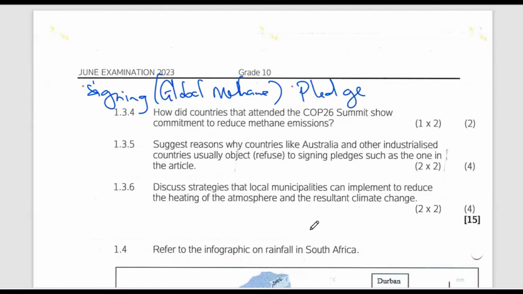Suggest reasons why countries like Australia and other industrialized countries usually object or refuse to sign pledges such as the one in the article. We are looking at these countries, and they are the ones that contribute more towards the release of those gases, and they do not accept signing such pledges. So why is Australia, as an example, given such a blame of refusing to cooperate and signing such pledges? You can say it is expensive.